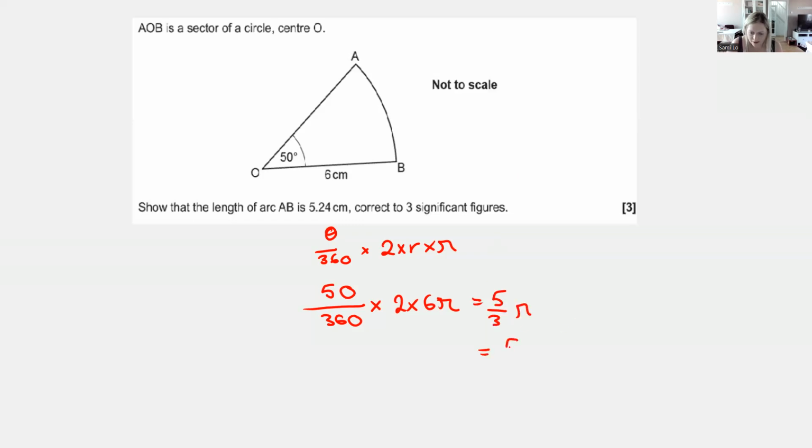SD that, which gives you 5.235987756. You don't have to write it all, just write a few numbers. I just decided to go rogue. And then rounding to 3 significant figures, that's going to give us 5.24, as that 5 will round us up to the 4. And there's our centimetres. So that's the second question done.